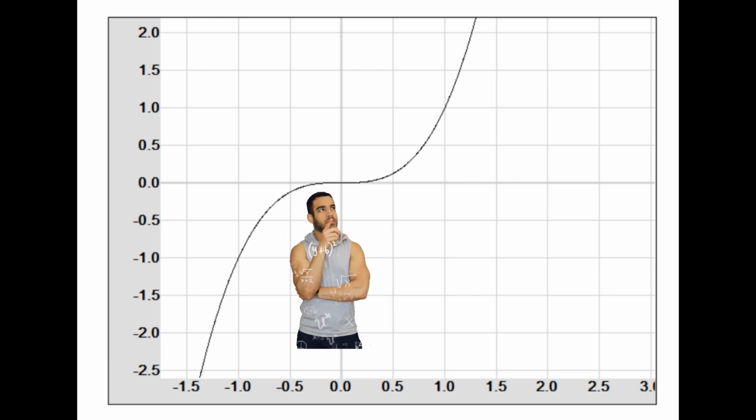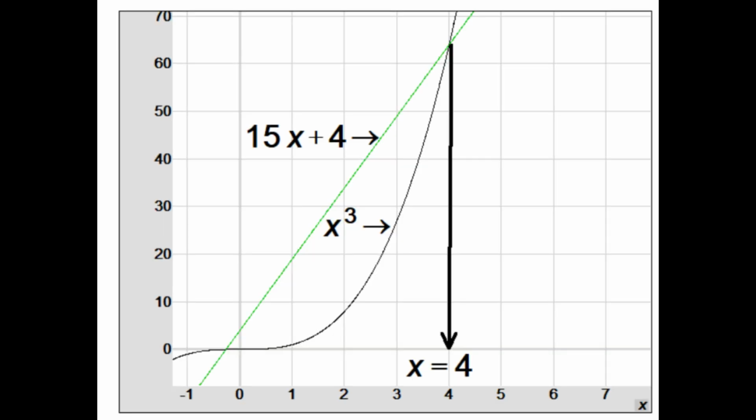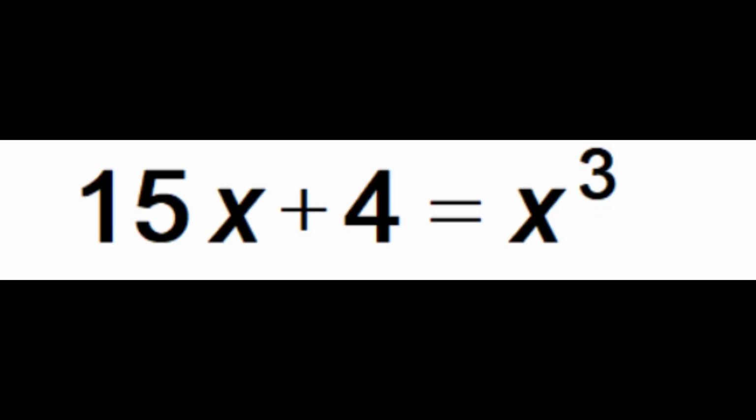When we graph x cubed, we get the curve shown here. When we graph the line 15x plus 4, we get the line shown here. When we graph the curves in one panel, we see that they intersect at the point where x equals 4. This means that the equation x cubed equals 15x plus 4 is solved by x equals 4.